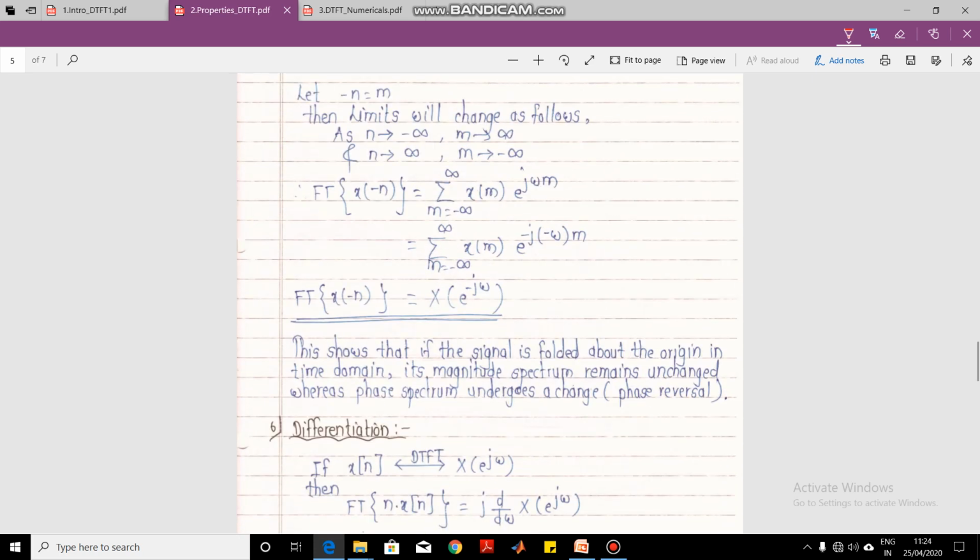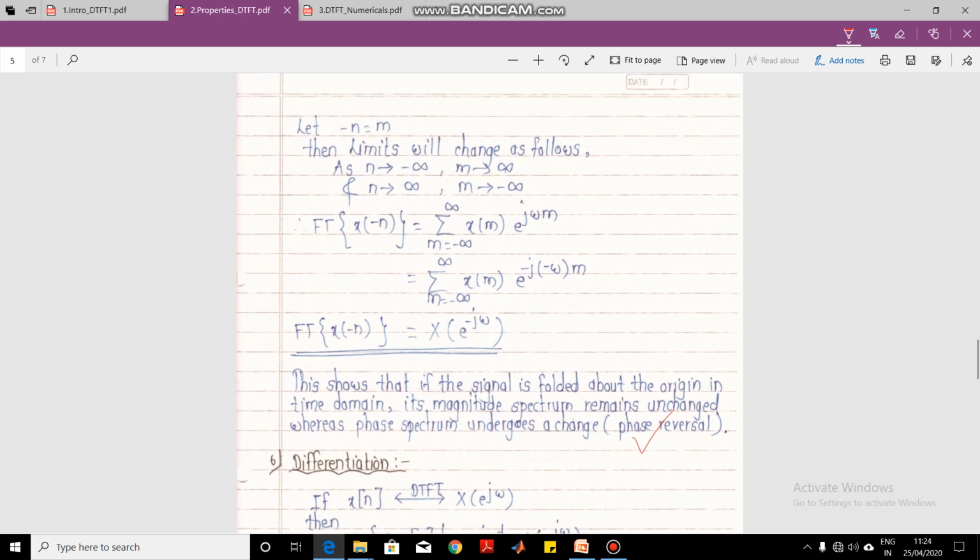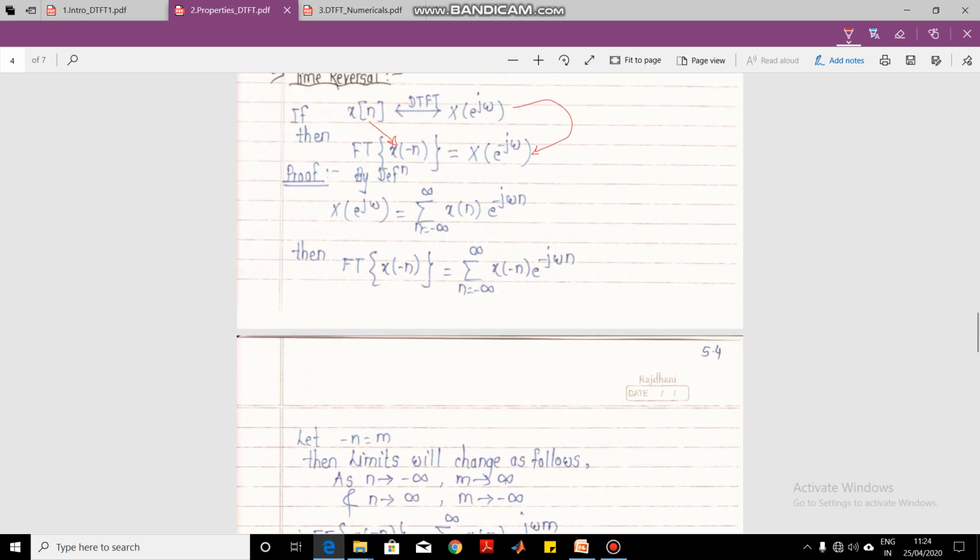This is called the phase reversal. The phase spectrum undergoes a change leading to the phase reversal. So time reversal in the time domain is leading to phase reversal in the frequency domain. You have to understand this relationship of time and phase. There is a relationship between time and phase. So when we are reversing the time in the time domain, there is phase reversal occurring in the frequency domain.